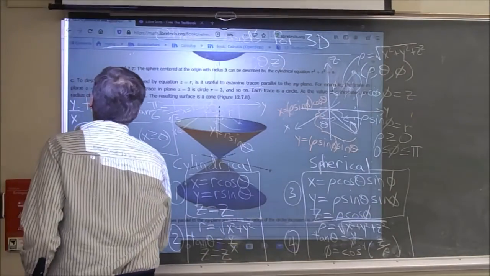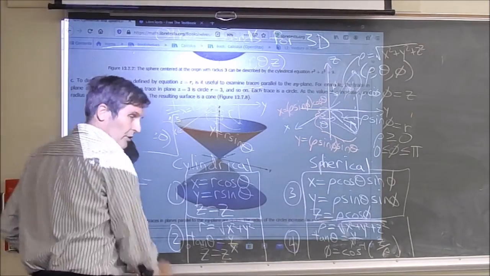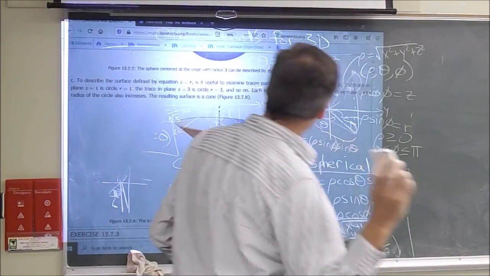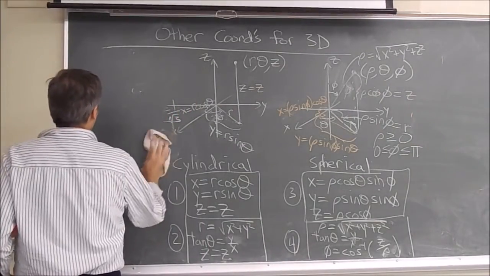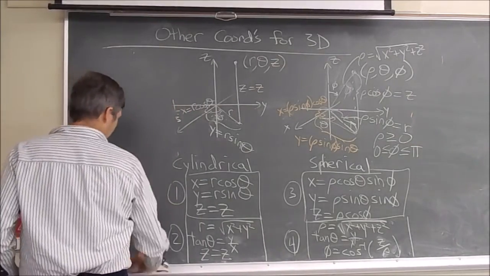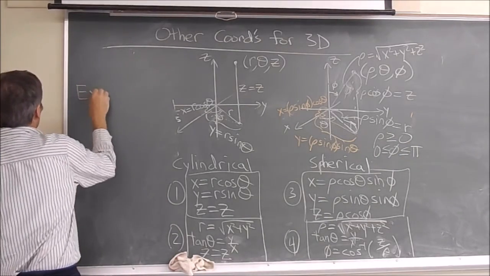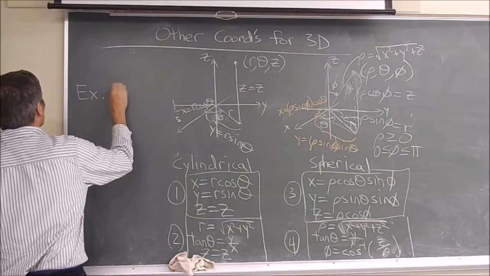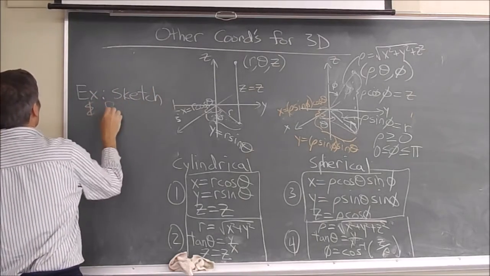So one thing is converting points between the two coordinate systems. Another one is sketching equations and converting equations to do it. So suppose I have this one. Sketch z equals r and find its equation in rectangular coordinates.